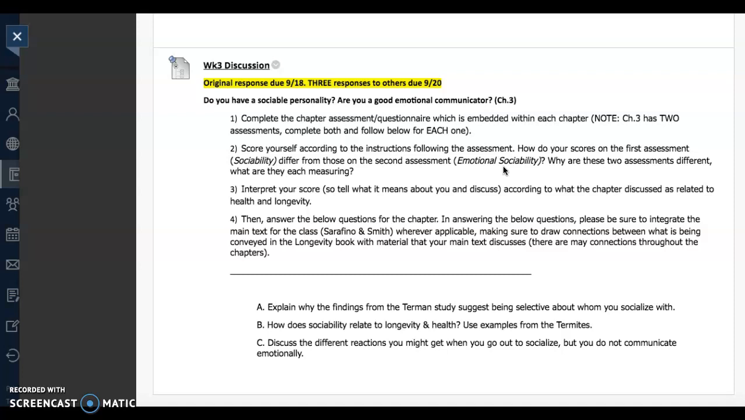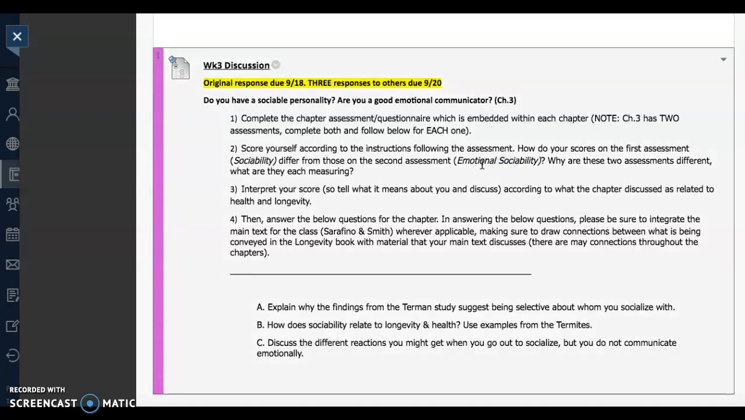One is more of a general how are you around other people, and the other is more emotionally, how do you connect with people? How open are you to connecting? So you're going to take those assessments. They're in the longevity book, chapter 3, and you're going to score yourself according to how it tells you to score yourself, and you're going to interpret that score. What does that mean? Well, once you've read the chapter, you'll know.